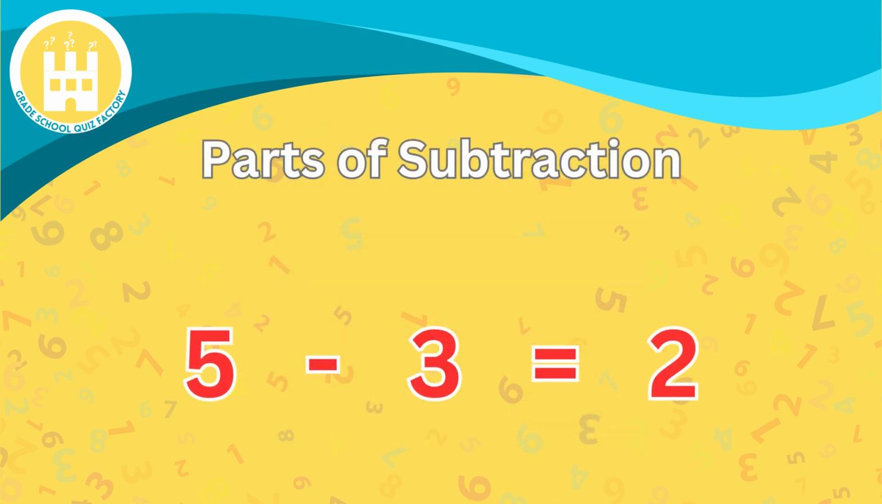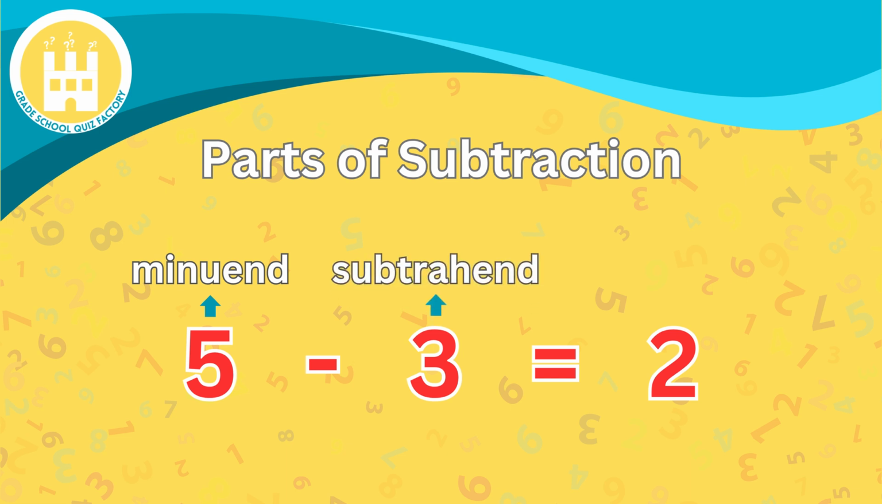When we subtract, we work with three important terms: the minuend, the subtrahend, and the difference. The minuend is the number we start with. The subtrahend is the number we take away, and the difference is the result we get after subtracting.